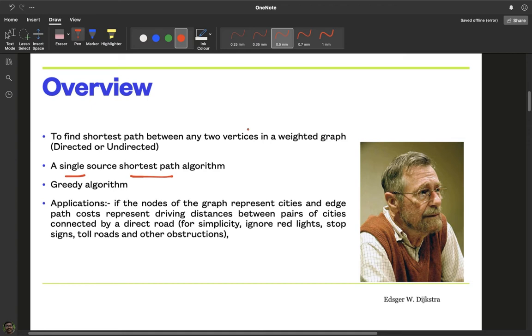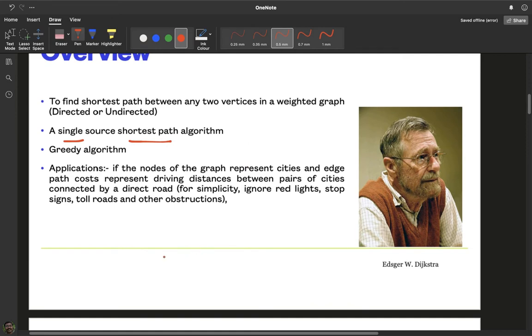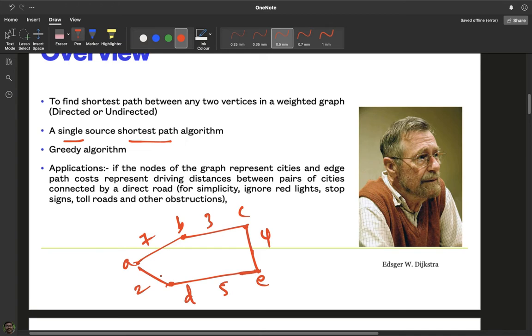Now let us discuss this algorithm by means of an illustration. What is the idea of this method? Suppose you have a graph like this. For simplicity, I am just taking an undirected graph for now. So I have vertices A, B, C, D and E here, and suppose they are weighted, for example, 7, 3, 4, 5, 2. Suppose I need to find the shortest path from A to E.